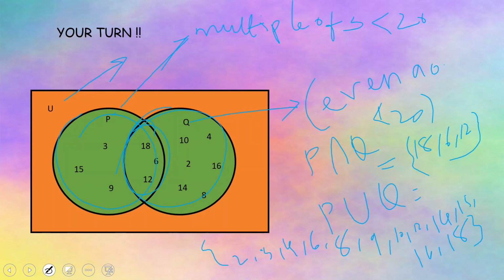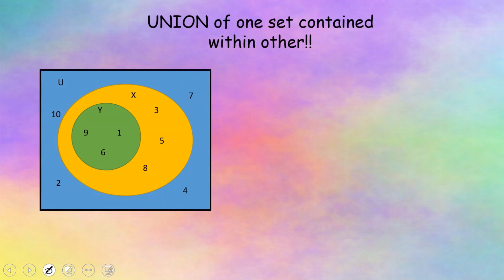ठीक है, we will take it as P union Q. I hope you guys are clear. आगे बढ़ते हैं. In the same way how we have looked at one set contained within another for intersection, in the same way we have even for union. When you see this, here also x and y, okay, x and y, there are two sets containing elements.